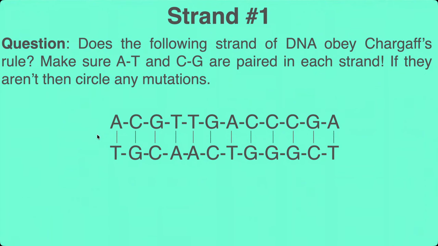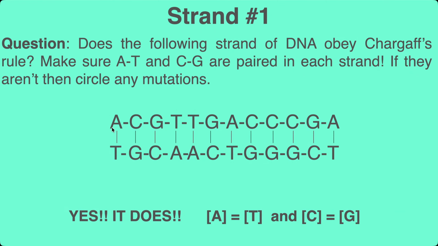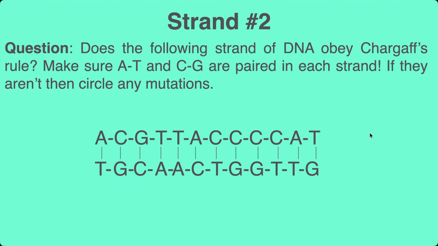So if we take a look here at this strand of DNA, do we have Chargaff's rule being obeyed or not? Is the amount of A and the amount of T the same? Is the amount of C and the amount of G the same? So yeah, right? If you count, for every A, there's a T. For every C, there's a G. They're equal in amount.